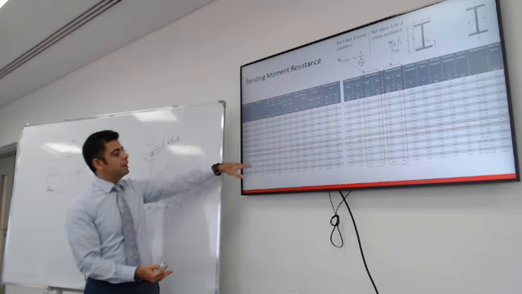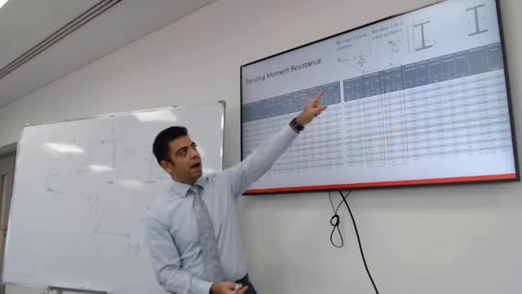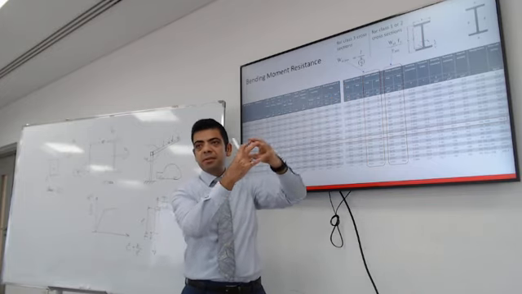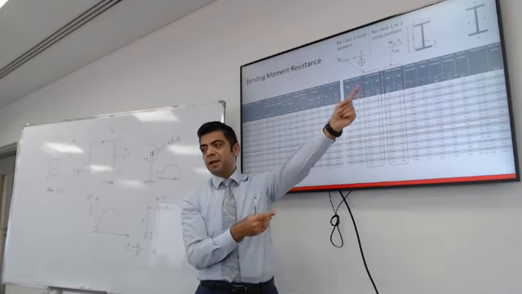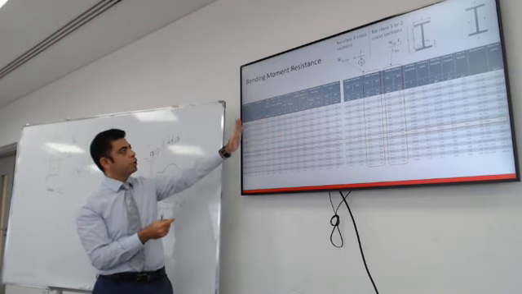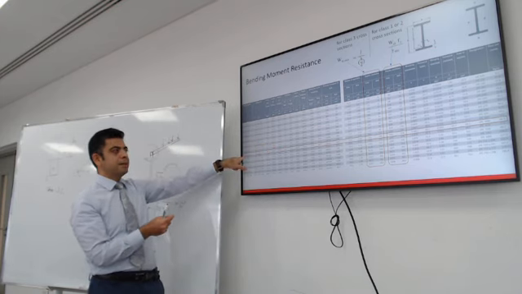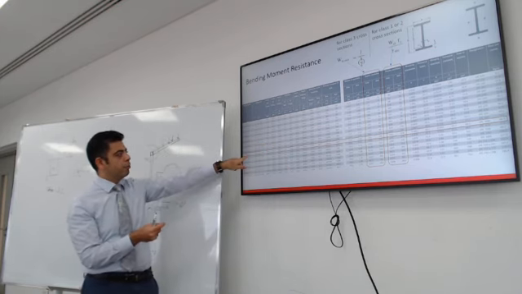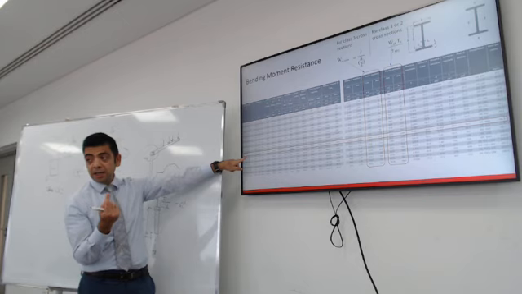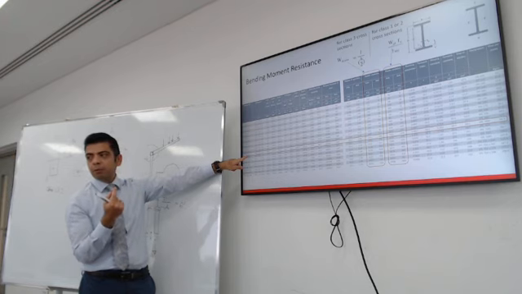IPE is a European section for the I shape. These are beams that have this cross section, and these are the properties of these cross sections. So you look at the top here for the section that you're looking for. Let's say I'm thinking about choosing IPE 400. So what are the geometry, the dimensions for IPE 400?